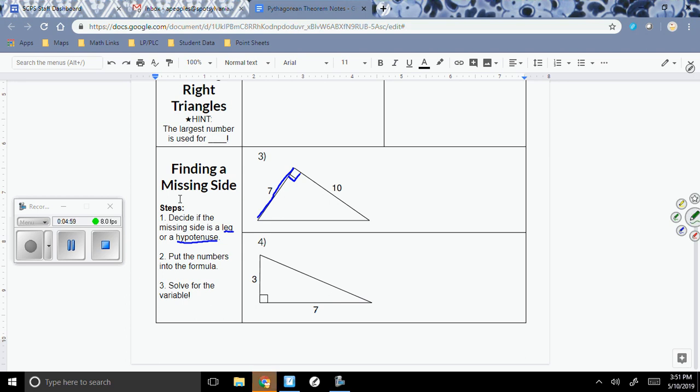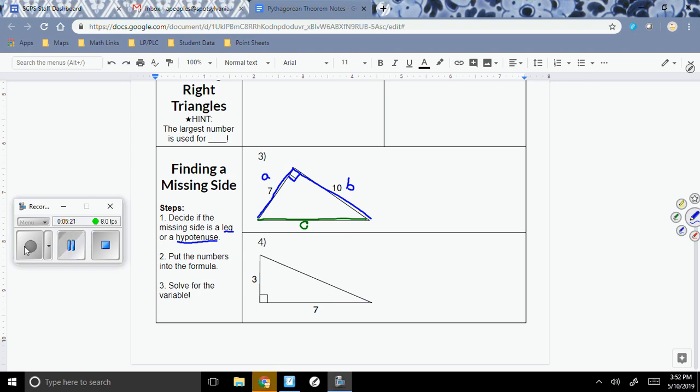So that missing side, I know that that one's going to be C because it's across from the right angle. And then 7 and 10, I can decide which one's going to be A or B. I'm just going to go ahead and pick A for 7, B for 10. Remember, it's okay if you switch them around. So let's go ahead and put these numbers and that letter into my formula.